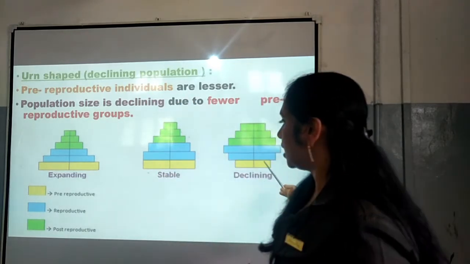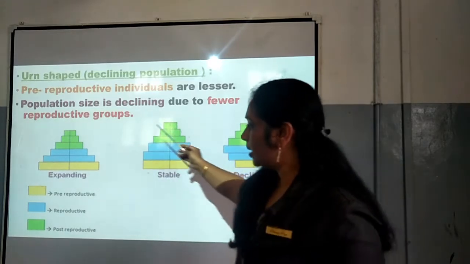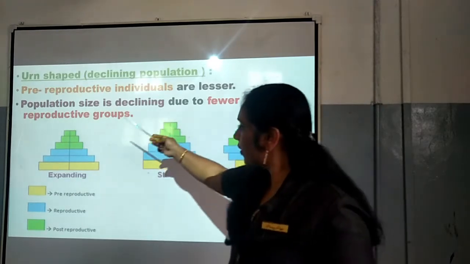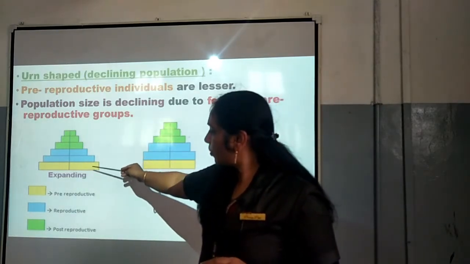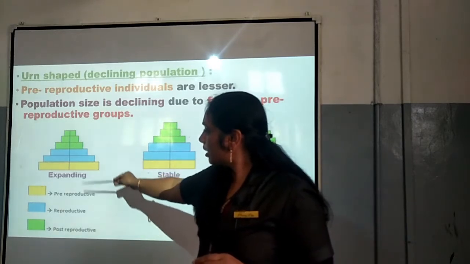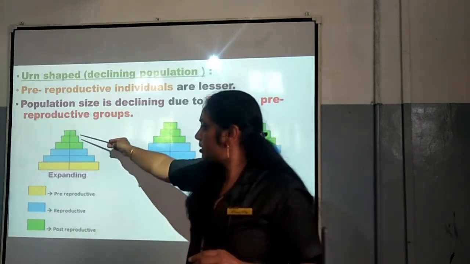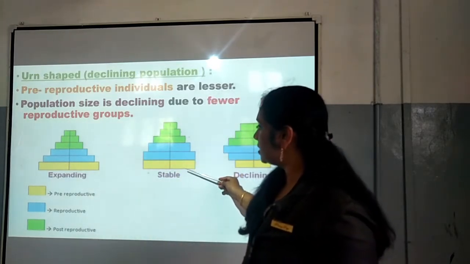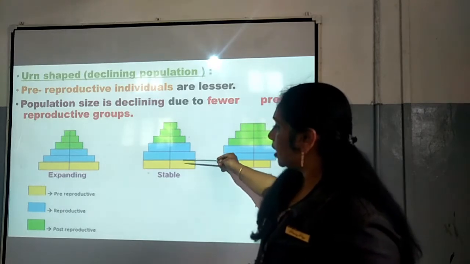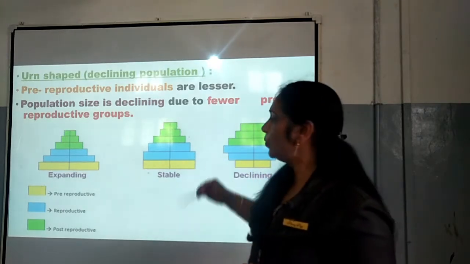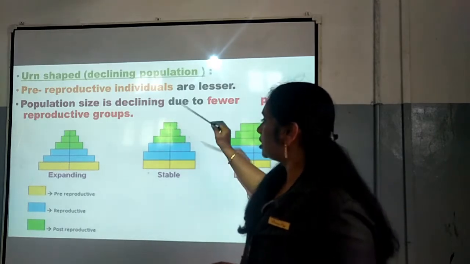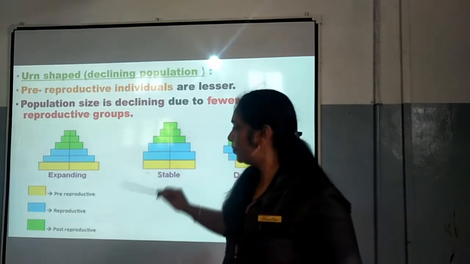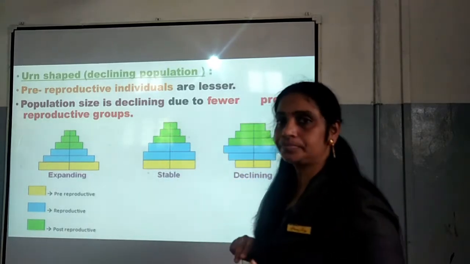You can see here 3 types of pyramid. One is expanding, number 2 is stable, and number 3 is declining. In the case of expanding, we can see pre-reproductive is at the base, reproductive in the middle, and post-reproductive at the top. This is in the form of a triangle shape. Now, in the case of stable, pre-reproductive as well as reproductive are almost equal in number, and the post-reproductive are fewer in number. That's why this is bell shaped, isn't it? You can see it is in the form of a bell.